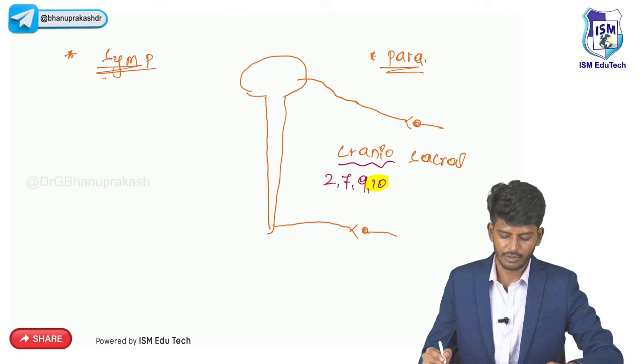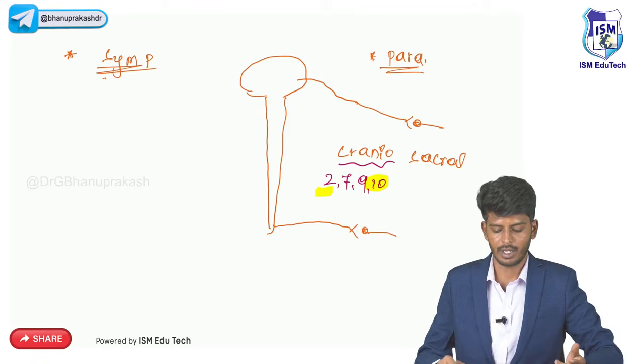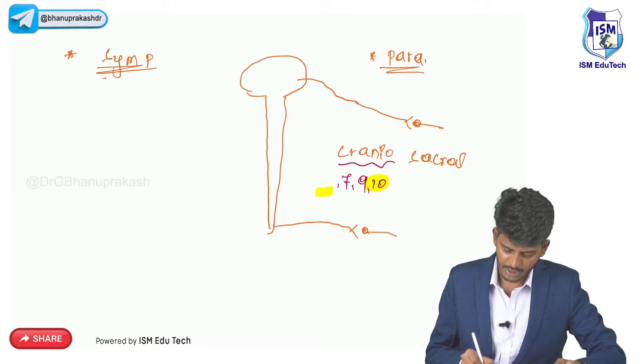So 2 also has an effect on the craniosacral outflow, and there is a third cranial nerve. Third and second, both, but most importantly, 3 also can. So for you people, I will remove all these 3 and I want you to remember the 10th cranial nerve. The 10th cranial nerve is very important.